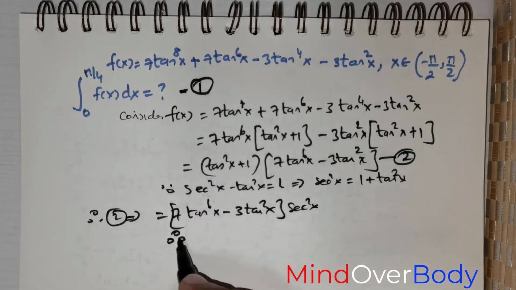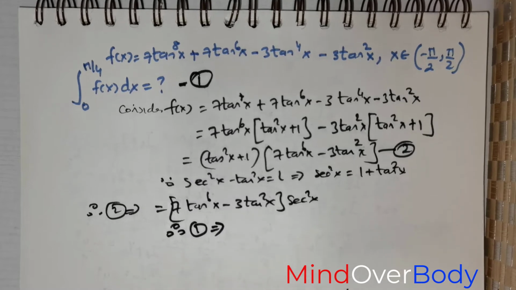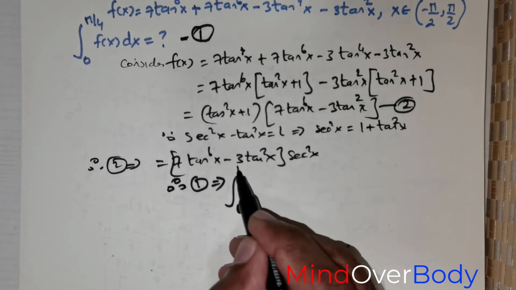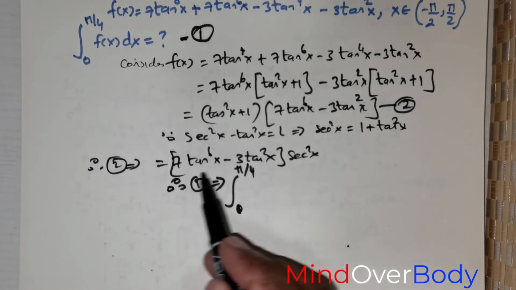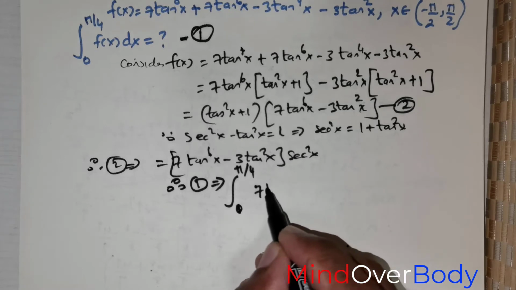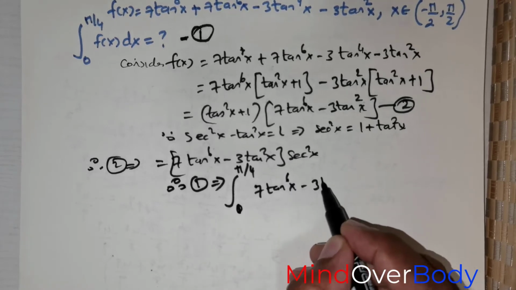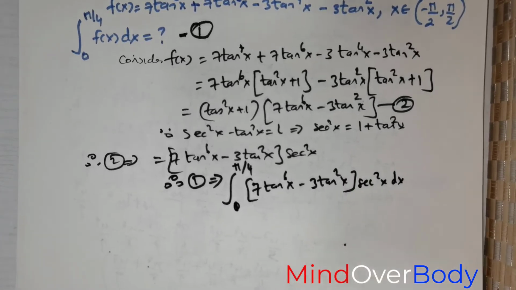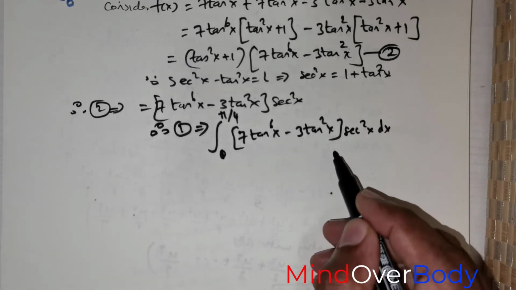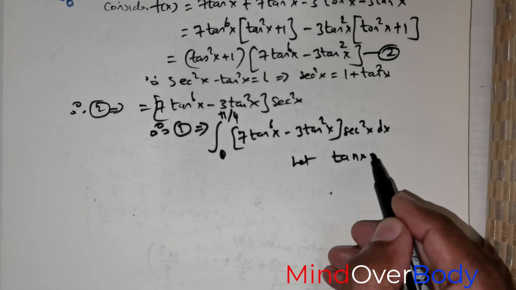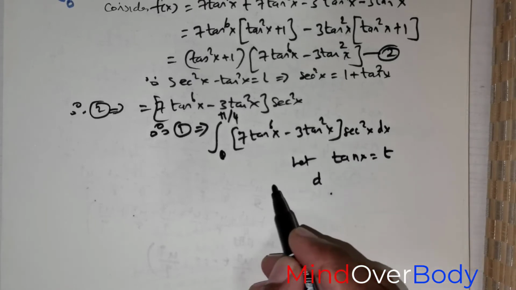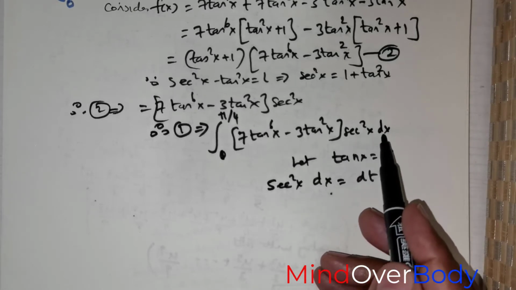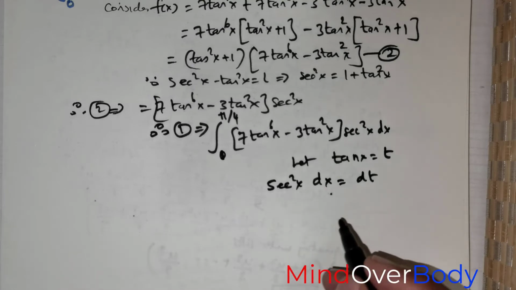So therefore I can rewrite 1 to be the integral from 0 to π/4. f(x) is now this, 7 times tan^6 x - 3 times tan^2 x, times sec^2 x times dx. Now let tan x be equal to t. I differentiate this, I get sec^2 x dx is equal to dt. I get a sec^2 x dx, and of course I can make the substitution for tan x.